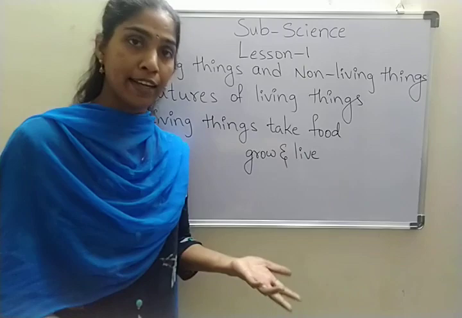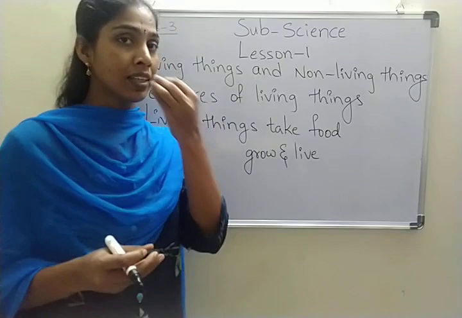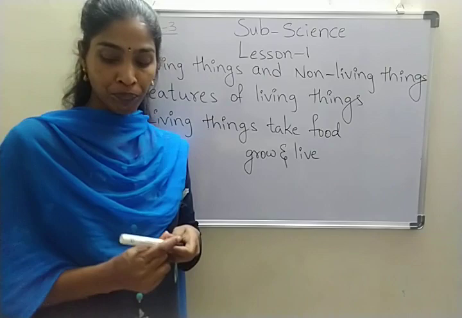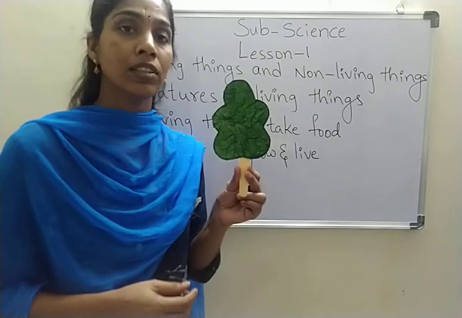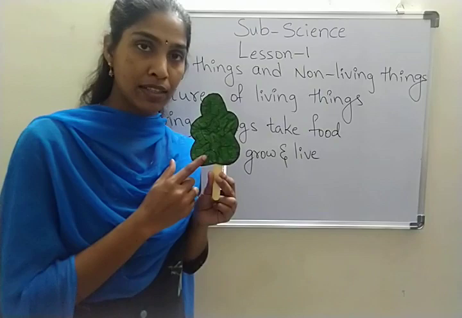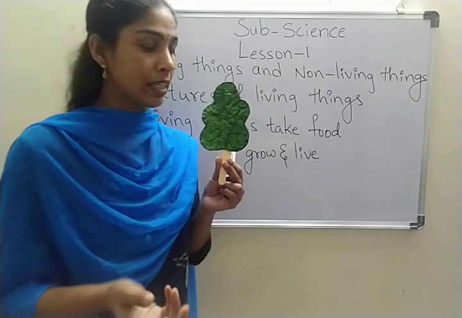Then where do we get energy? By taking food, we get energy. Green plants make their own food by using air, water and sunlight. Animals, human beings and birds depend on plants for food. Okay, children, have you understood?